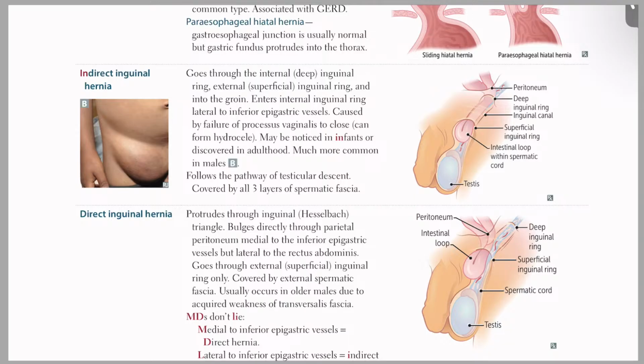Follows the pathway of testicular descent, covered by all three layers of spermatic fascia. This is the peritoneum, deep inguinal ring, inguinal canal, superficial inguinal ring, intestinal loop within spermatic fascia, spermatic cord, testis.